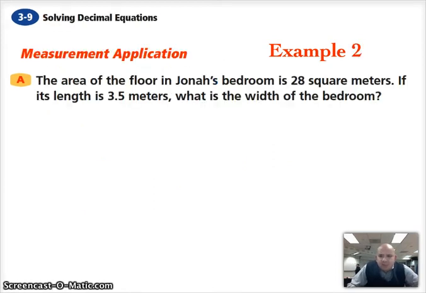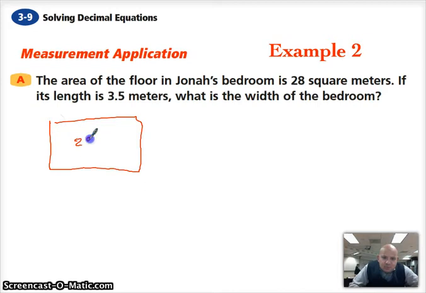All right, let's take a look at a final example. The final example is a word problem. Here we're looking for the area of the floor in Jonah's bedroom to be 28 square meters. So I'm going to write this down as 28 square meters. And the length is 3.5 meters. So the length from here to here is 3.5. What's the width? They're asking, what is the width of this particular bedroom?